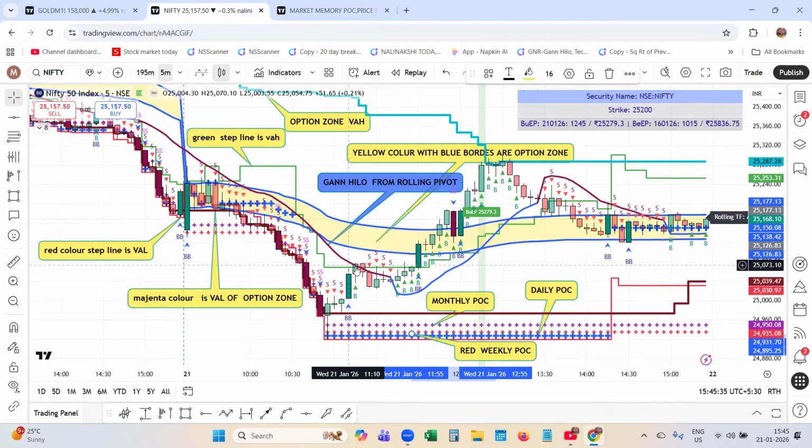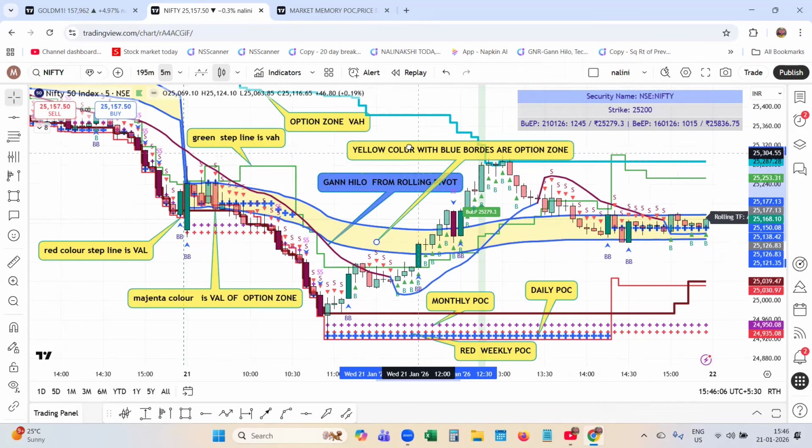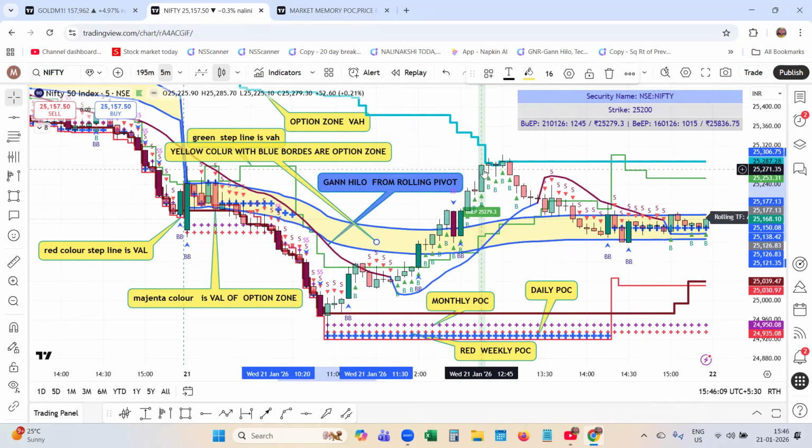The market climbed above the value area high. That means that is initiative buying from the players. When the market leaves the value area high, that is expansion. You can anticipate the expansion, and it was initiative buying. The market moved higher from there and crossed the option zone.